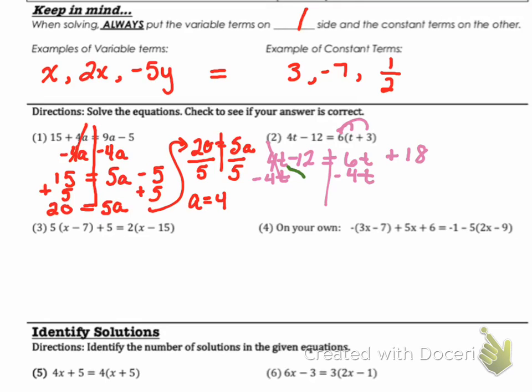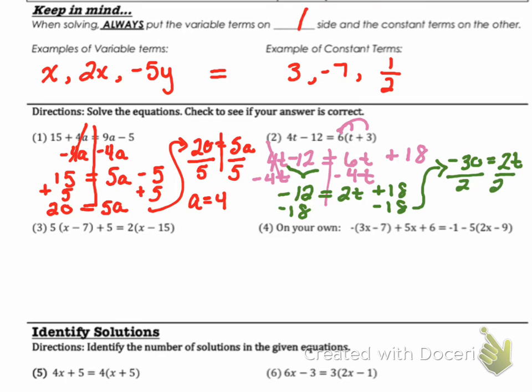Now, I want you to pay close attention to this. This negative 12, it is a negative 12, so do not drop the negative in front of that. And then 6t minus 4t is 2t, then plus 18. Then I'll subtract 18 to both sides, and I've run out of room once again. So that gives me negative 30 is equal to 2t. And finally, dividing both sides by 2, t is equal to negative 15.